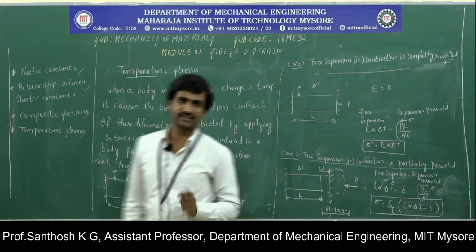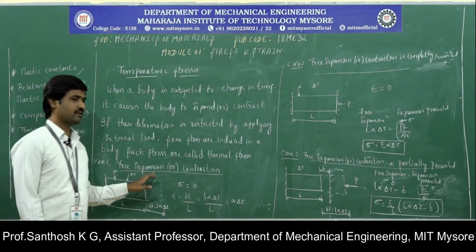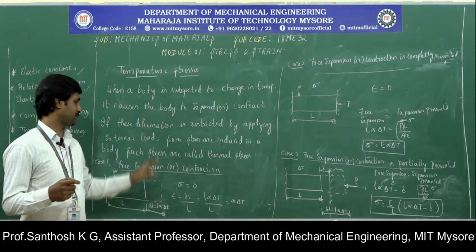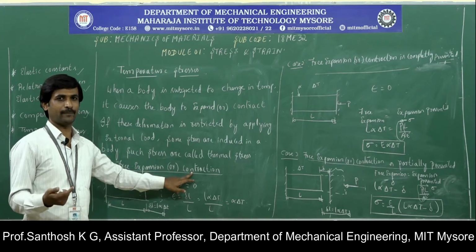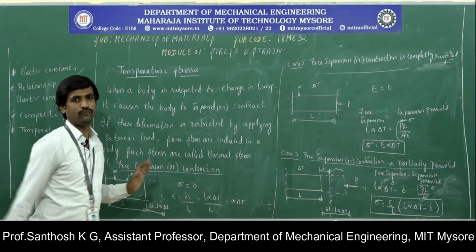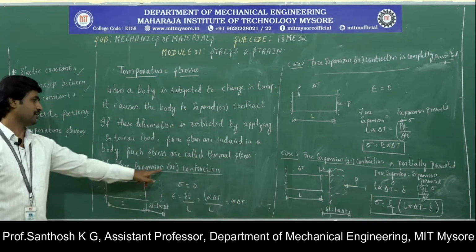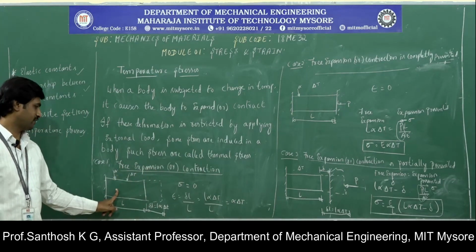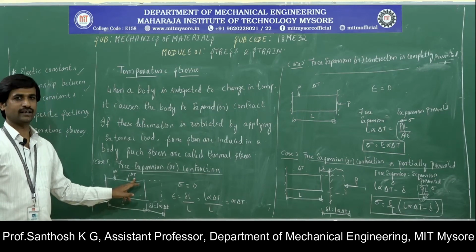There are 3 cases in the case of thermal stress. The first case is when a body is subjected to a change in temperature and the expansion or contraction that is going to happen is allowed to happen fully, that is, free expansion or contraction. To understand this, we have taken a cantilever beam and we are going to change its temperature by an amount delta T.